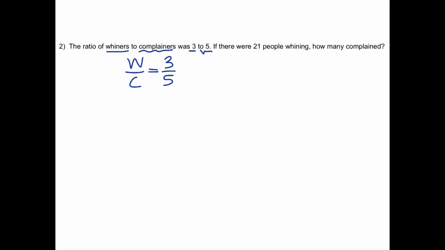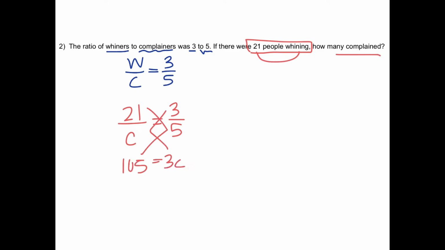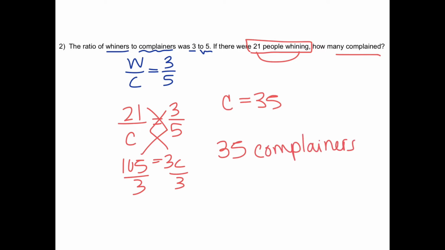Then I use the information that's given to me here, 21 people whining. So 21 whiners. I'm going to put the 21 where the W is, leave the C for the complainers, and then that's what I end up solving for, and I can answer the question of how many people complained. After cross multiplying, then dividing gives me C equals 35, so there were 35 complainers.